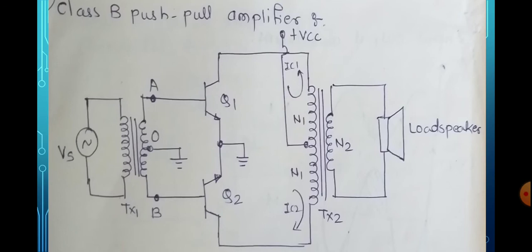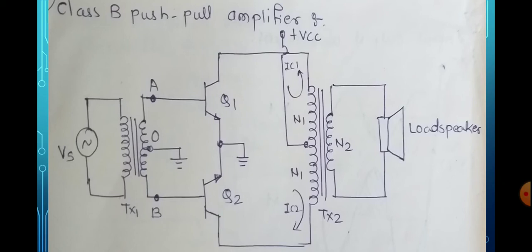In a class B power amplifier, the transistor conducts only for 180 degrees, that is only half cycle, hence the output gets distorted. To avoid this, transistors are connected in a push-pull arrangement. You can see the push-pull arrangement for this particular amplifier.